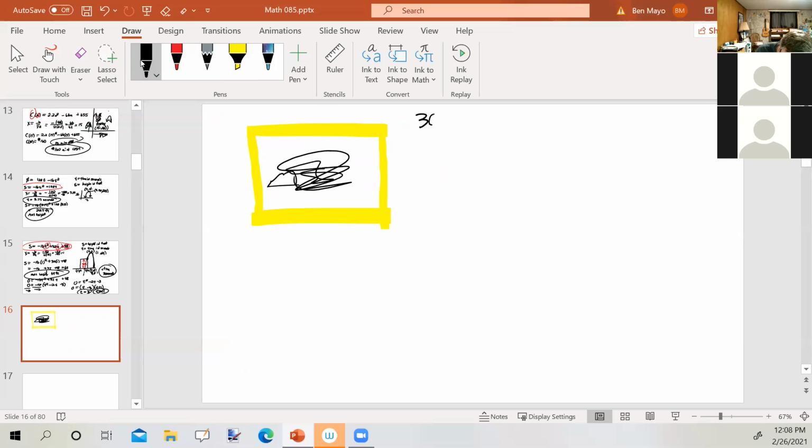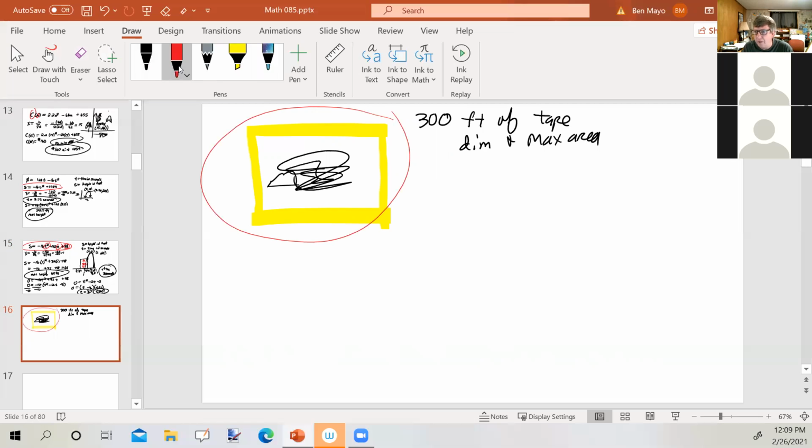Now, they tell us we have 300 feet of tape, and they want the dimensions and the maximum area that we could create with this rectangle. Okay? Now, since this is a rectangle and we have 300 feet of tape, the entire perimeter would be 300 feet. What I want to do is cut this in half, and say, okay, if the whole thing is 300 feet, then how much would just half of it be? That would be what, 150 feet? You okay with that?